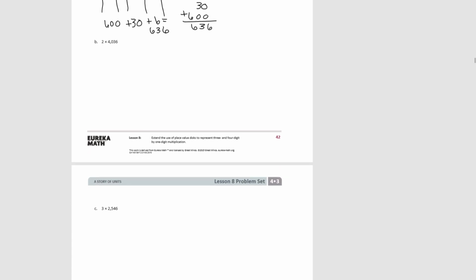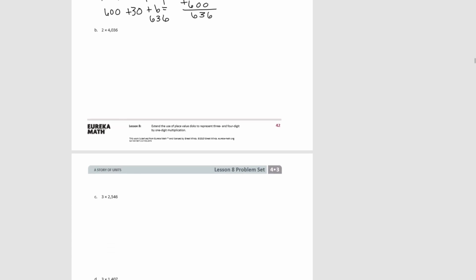Okay, stop the video and try B. Okay, for this one, let's try the other method of figuring out our partial products and then putting them on the place value chart. Okay, let's write our problem here vertically.